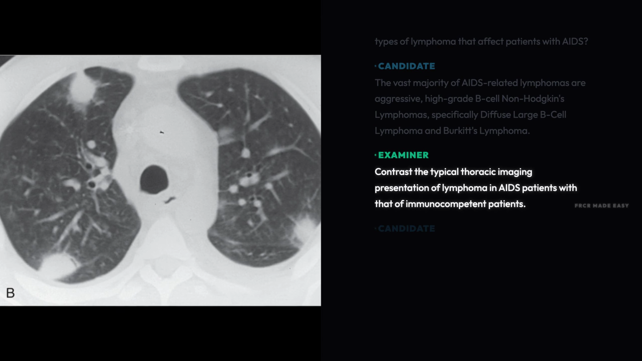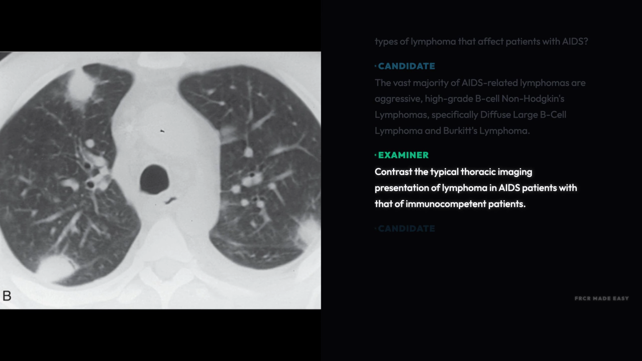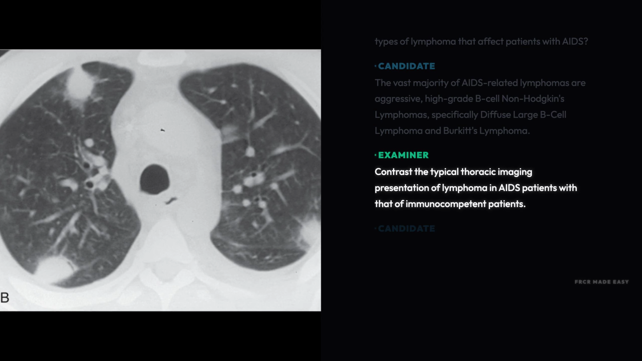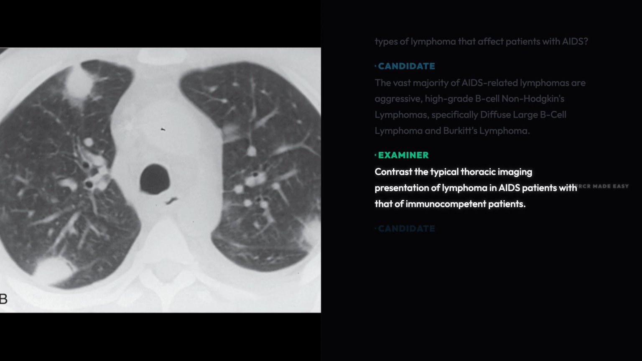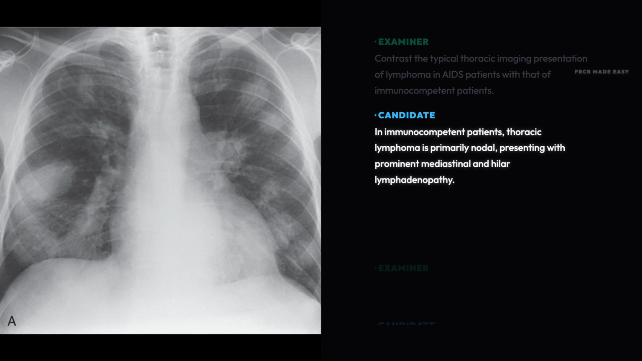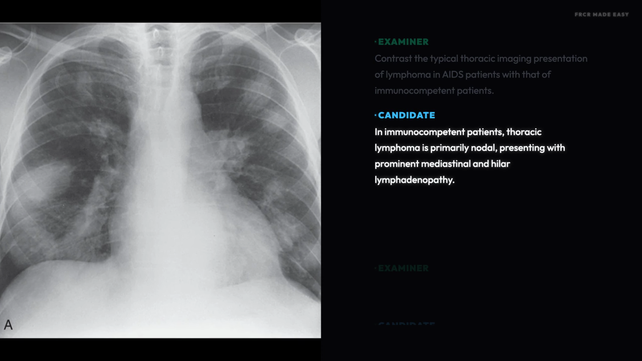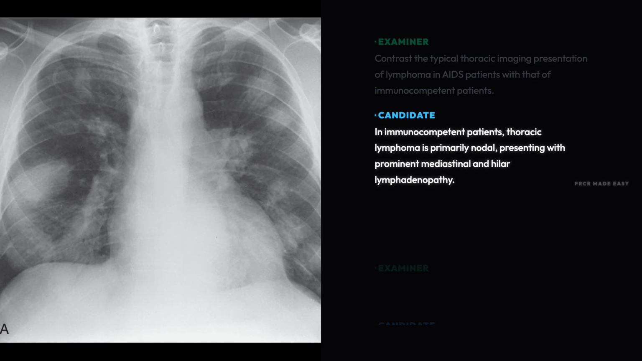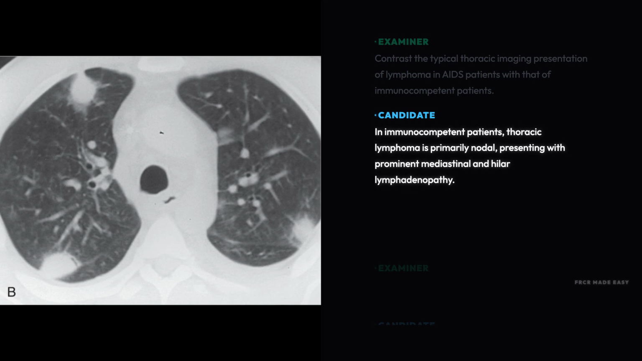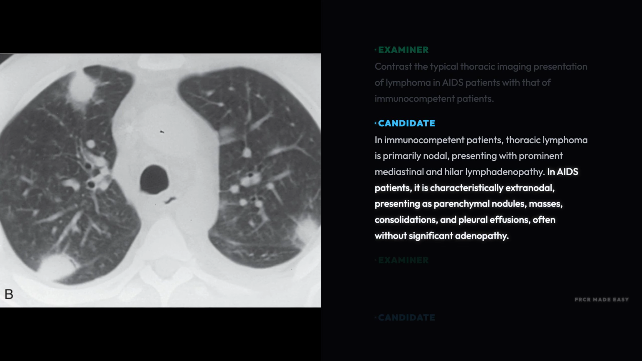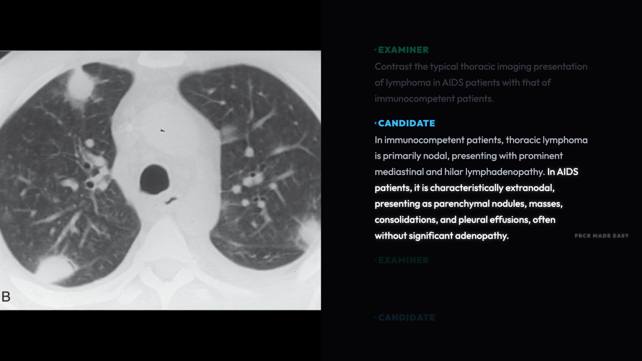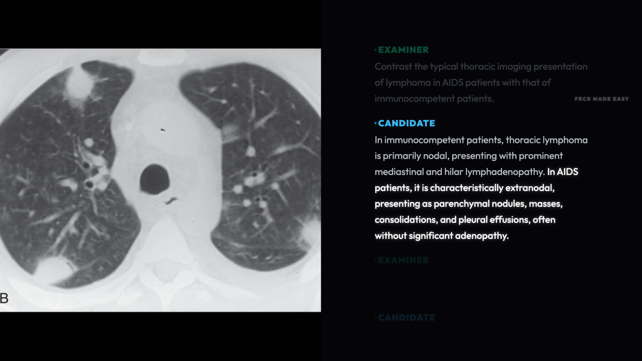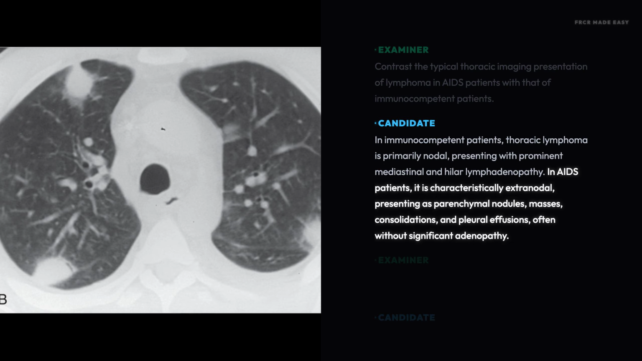Contrast the typical thoracic imaging presentation of lymphoma in AIDS patients with that of immunocompetent patients. In immunocompetent patients, thoracic lymphoma is primarily nodal, presenting with prominent mediastinal and hilar lymphadenopathy. In AIDS patients, it is characteristically extranodal, presenting as parenchymal nodules, masses, consolidations, and pleural effusions, often without significant adenopathy.